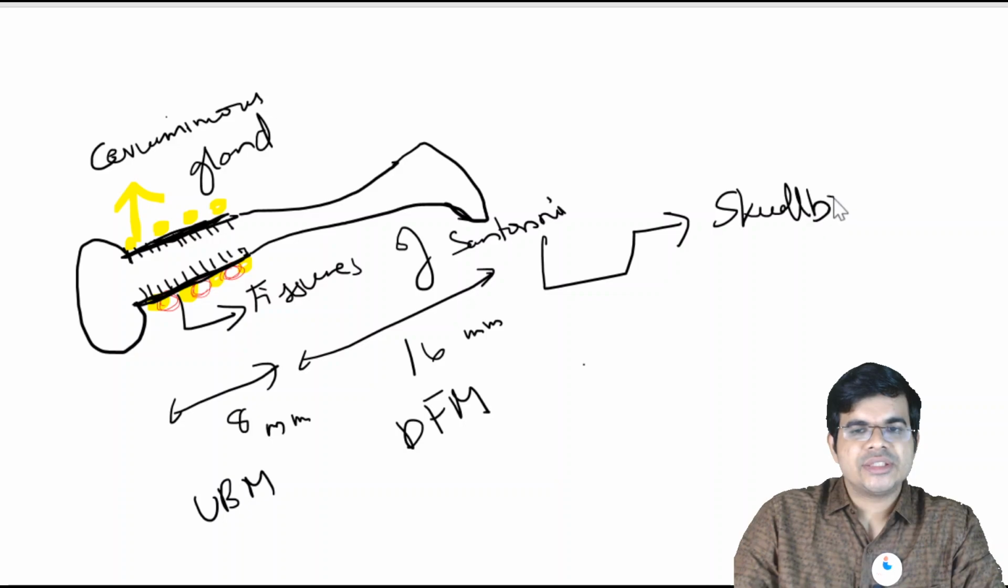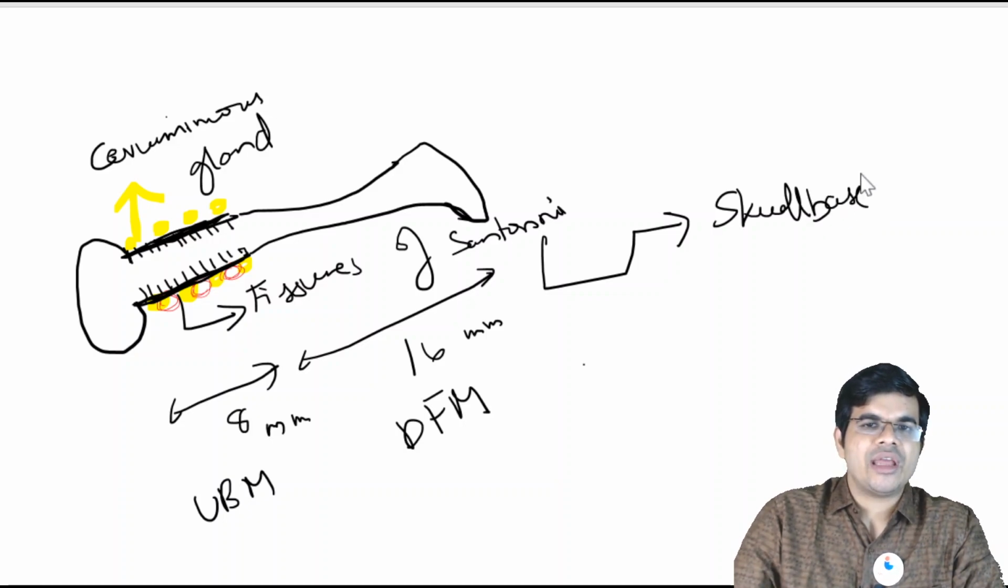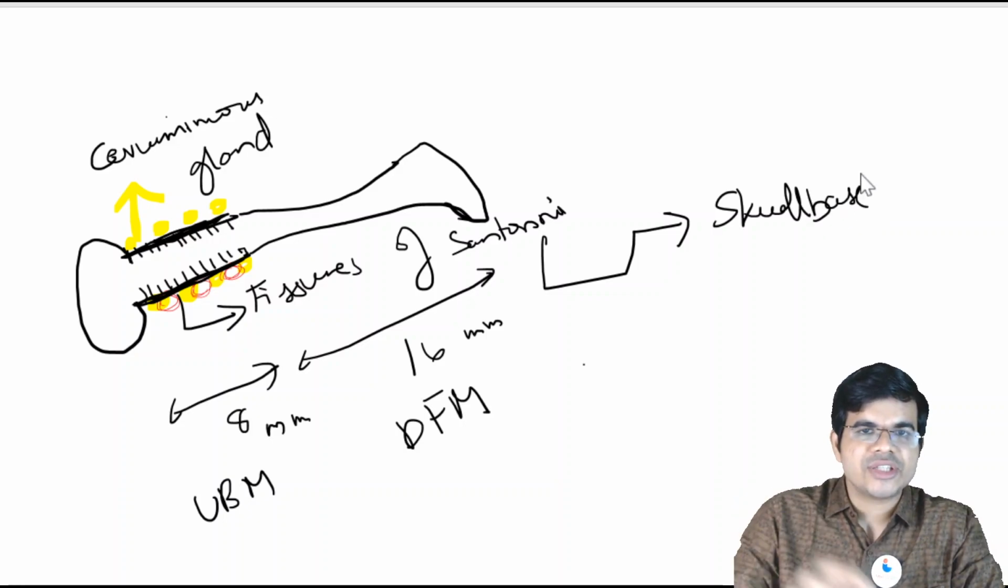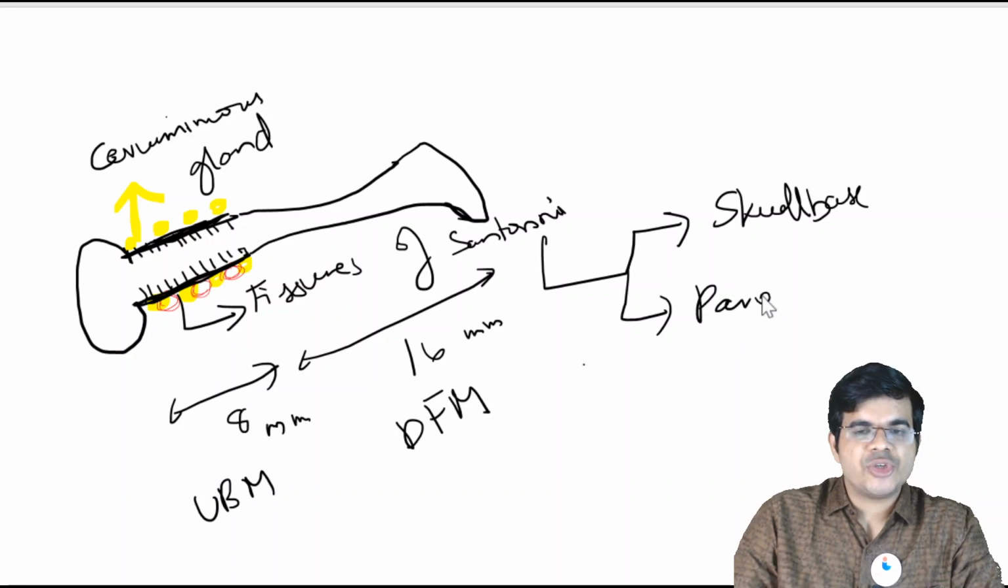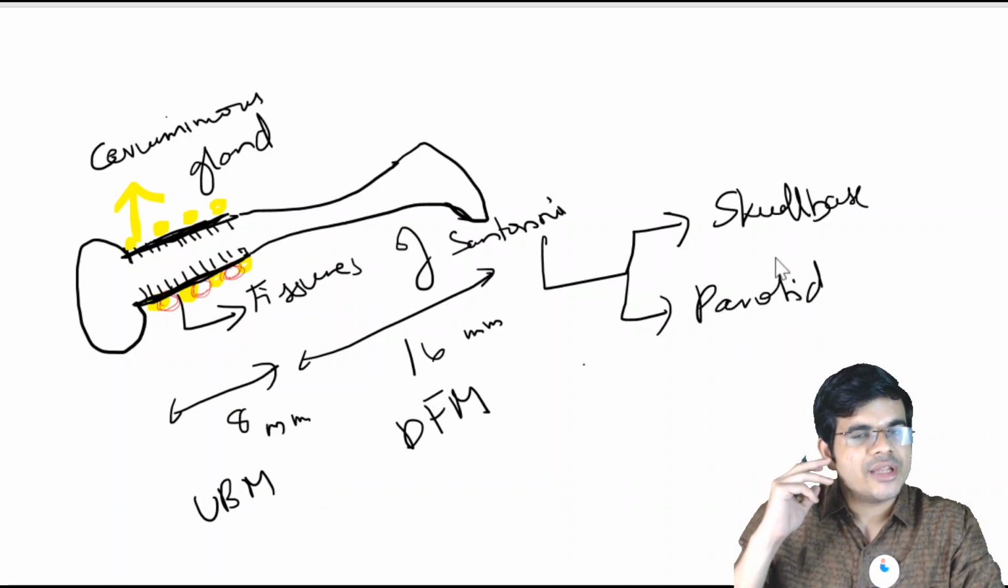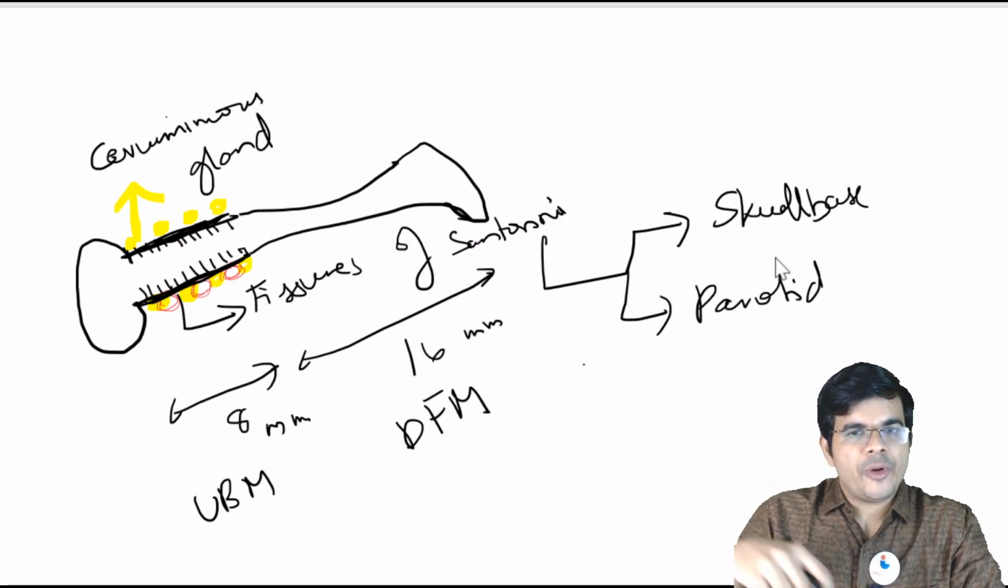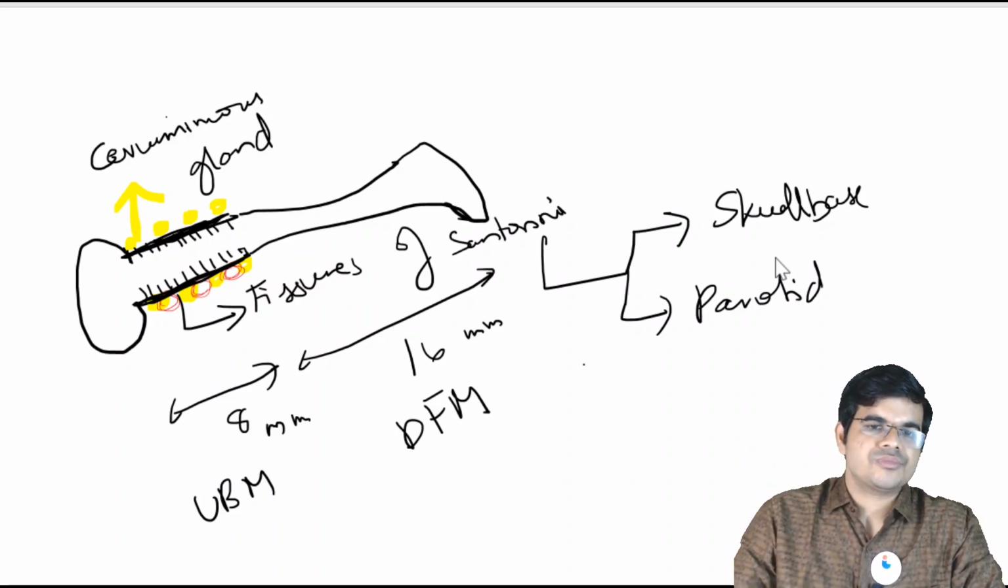Why skull base? Because this external auditory canal is in fact a canal within the skull base. Its roof and the floor are formed by the skull base. And parotid, as you know, just behind the parotid gland you have the external auditory canal, isn't it? And it can easily spread into the parotid from the external auditory canal.